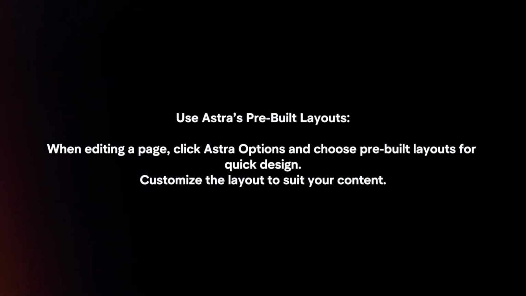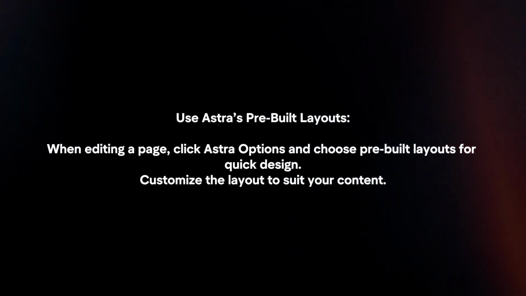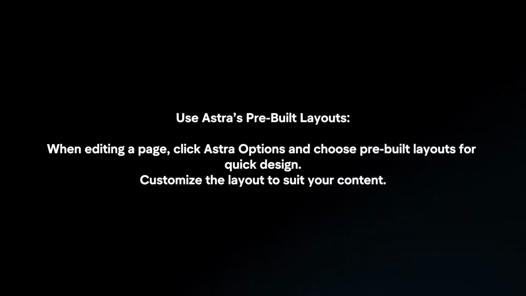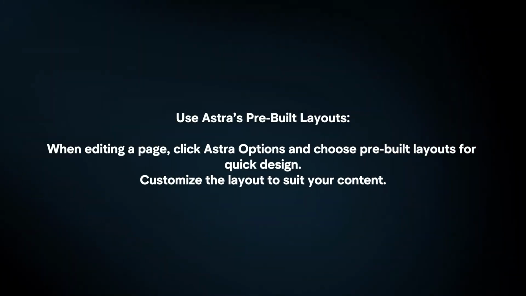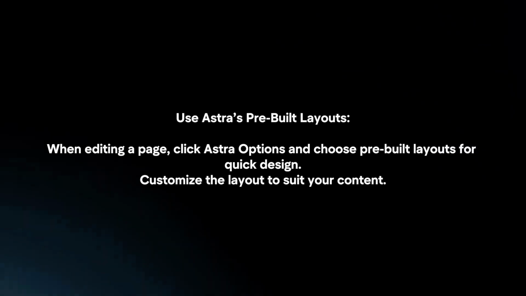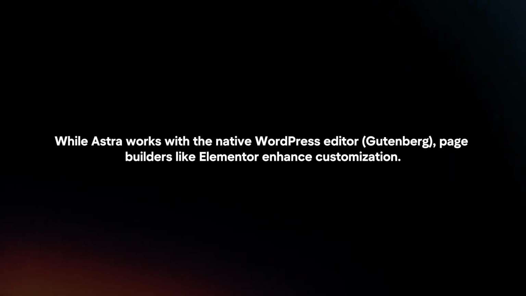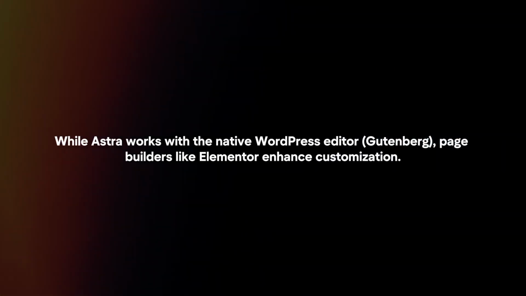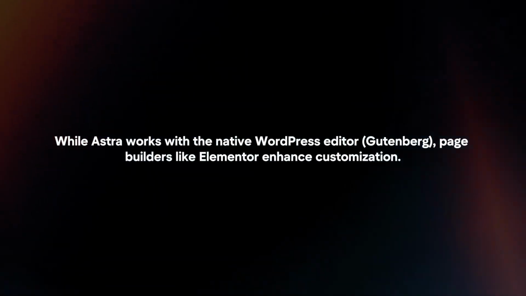Use Astra's pre-built layouts. When editing a page, click Astra options and choose pre-built layouts for quick design. Customize the layout to suit your content. Install and use a page builder. While Astra works with the native WordPress editor, page builders like Elementor enhance customization.